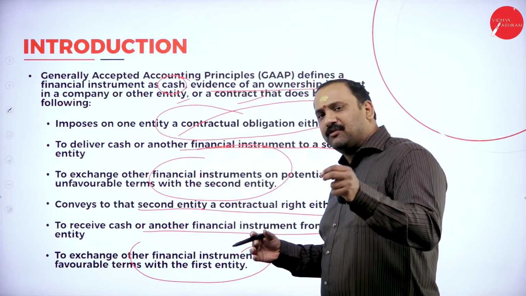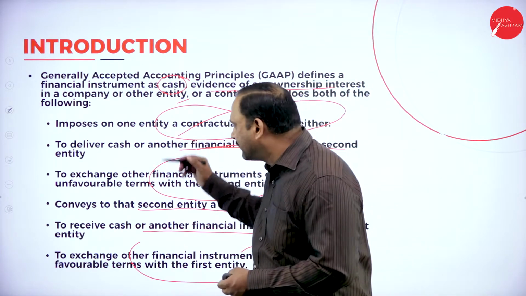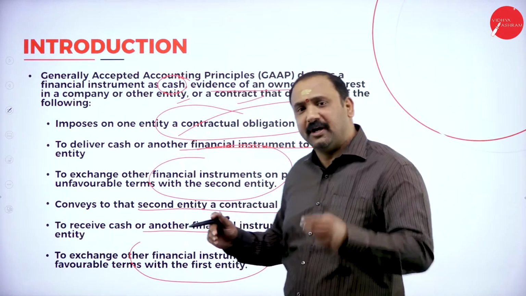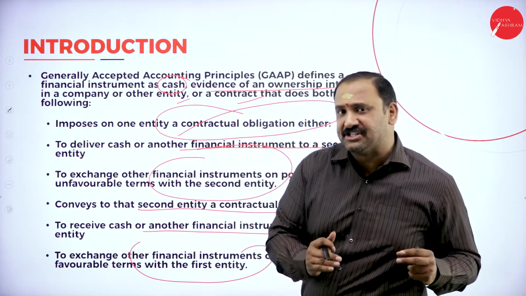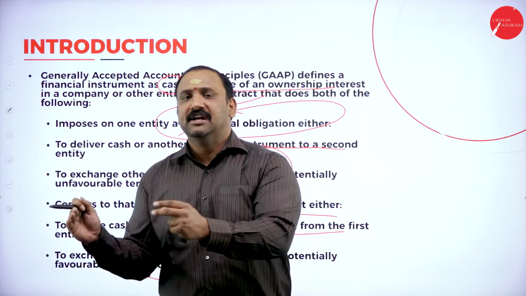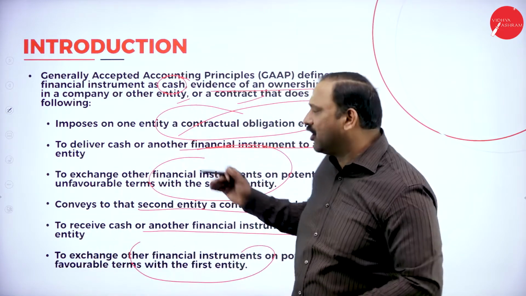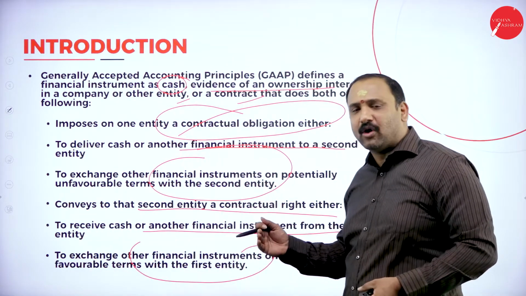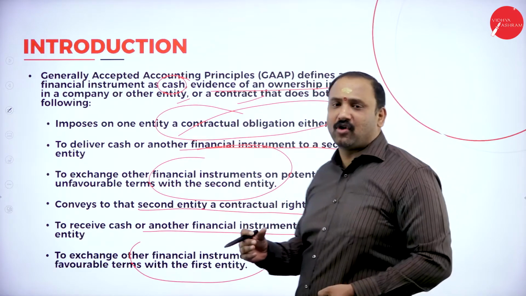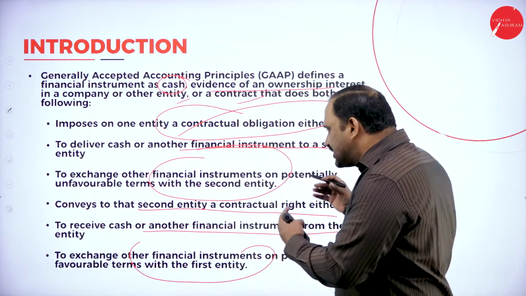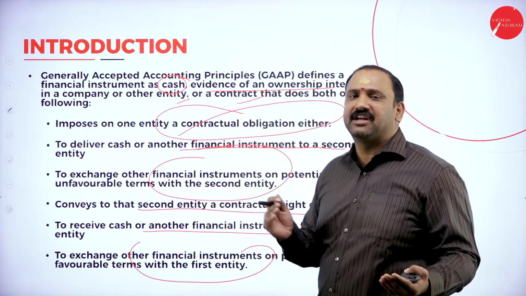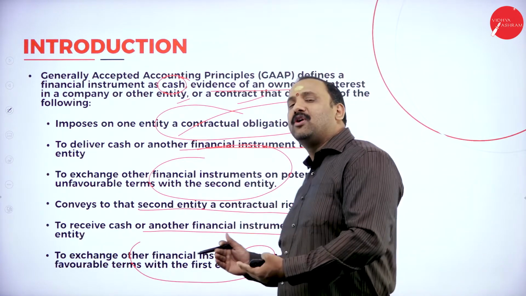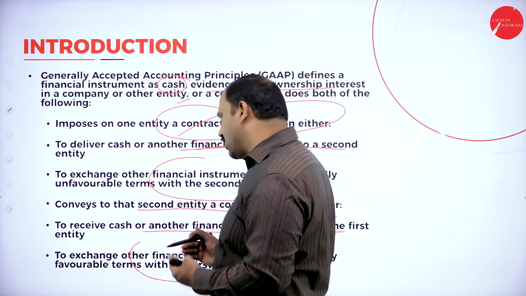Now, first of all, when we talk about delivering cash and other financial instruments to a second entity, suppose one organization is transferring financial assets to another organization, to another entity altogether, that has to be recorded. Followed by to exchange other financial instruments, because there might be a lot of cash transactions that happen from one organization to the other organization.